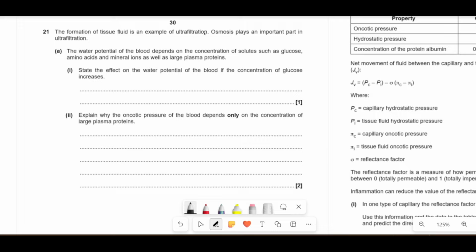So the formation of tissue fluid is an example of ultrafiltration. Osmosis plays an important part in this. The water potential of the blood depends on the concentration of solutes such as glucose, amino acids, and mineral ions, as well as large plasma proteins. State the effect on the water potential of the blood if the concentration of glucose increases. A lot of people read this and think it's something to do with tissue fluid. It's literally just saying what happens to water potential if glucose is high. So the water potential decreases.